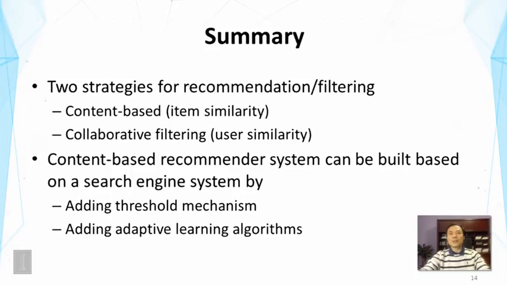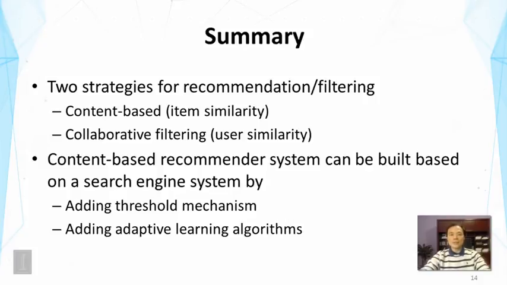So to summarize, there are 2 strategies for recommender systems or filtering systems. One is content-based, which is looking at the item similarity, and the other is collaborative filtering, which is looking at the user similarity. In this lecture, we've covered the content-based filtering approach. In the next lecture, we're going to talk about the collaborative filtering.